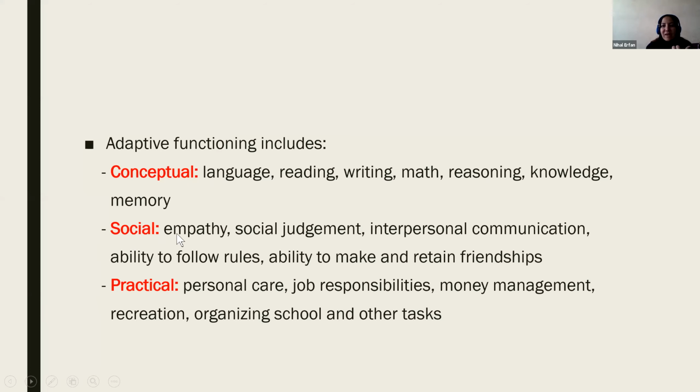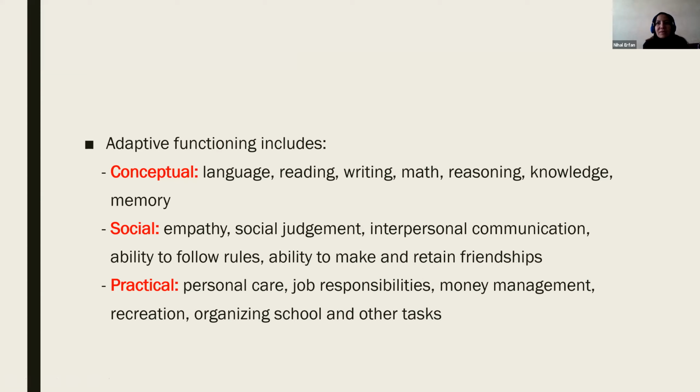Social abilities are things like empathy. That's a really hard one because empathy should be innate. We're born as empathic creatures, but it can be difficult and maybe limited for people based on their overall adaptive functioning. So empathy, social judgment, interpersonal communication, the ability to follow rules, the ability to make and retain friendships. This is a huge area of struggle for a lot of people. How do you make friends? I've made friends, but how do I keep them? How do I retain them? So again, your ability and your social IQ.